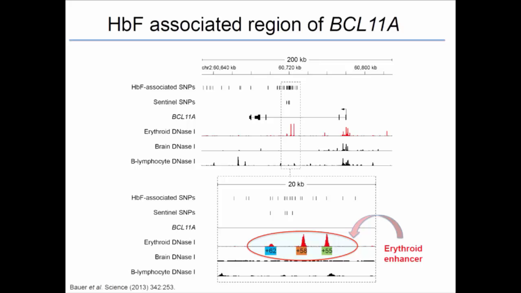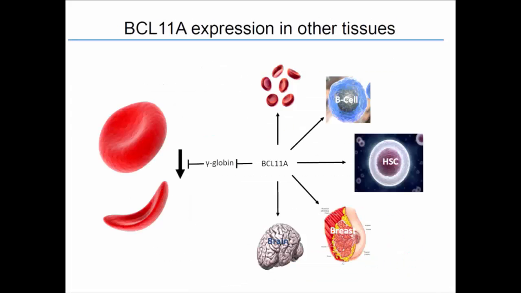This gene, though, is expressed in a number of places, but an important aspect is that within this large gene, there's an intron, a very large intron, which has erythroid hypersensitive sites, which are not present in brain or B cells, which also express the gene, and blown up in this region of about 10 kilobases is an erythroid enhancer. And so this gene is expressed in a number of other sites. It's expressed in B cells, developing red cells, hematopoietic stem cells, mammary tissue, in the brain.